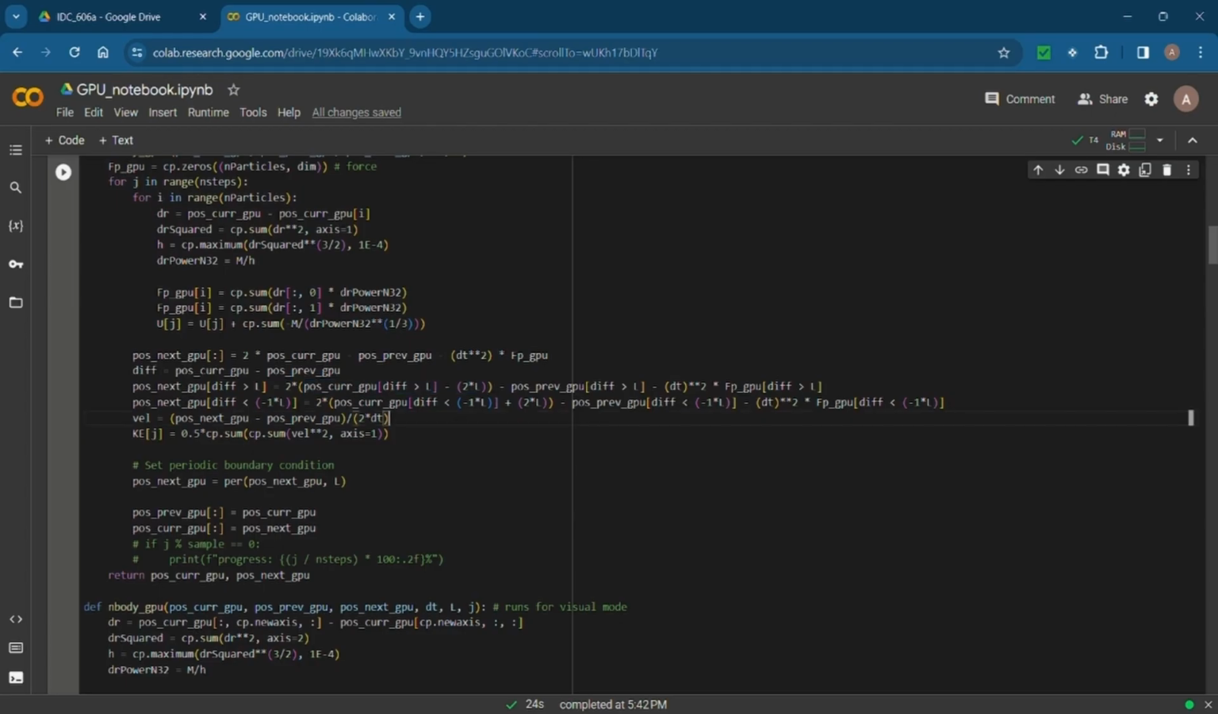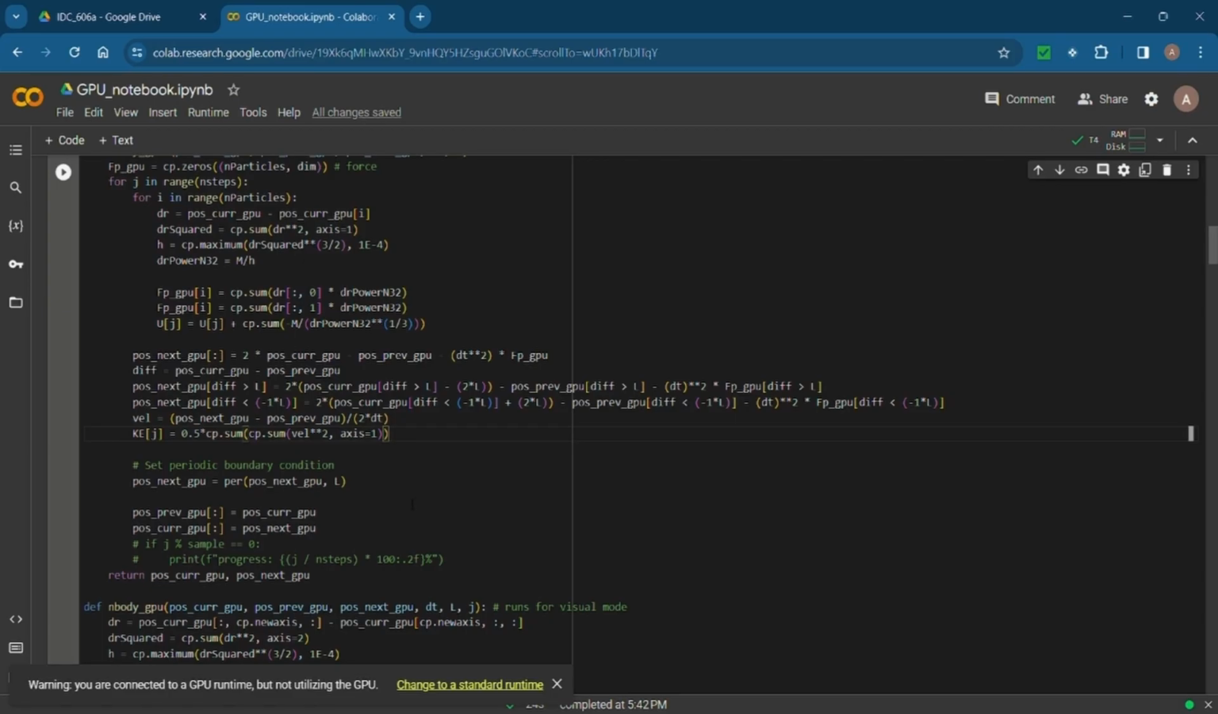Similarly, this is for the opposite side of the boundary, when it crosses on the negative side. Here we add 2 times L, and then we calculate our velocity, and then we calculate our kinetic energy. So this removes those kinetic energy spikes in your system.